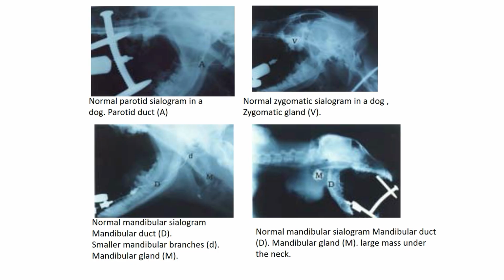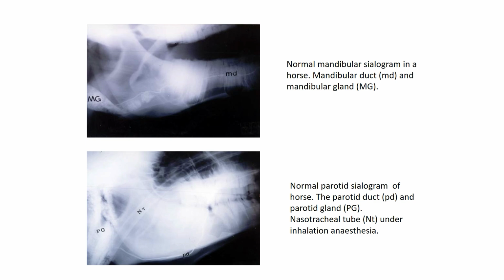Again, the last radiograph, a lateral radiograph of a skull, is showing the normal mandibular sialogram. The mandibular duct is denoted by D and the gland by M, and you can clearly appreciate the large mass under the neck.